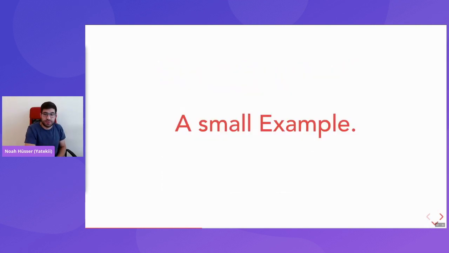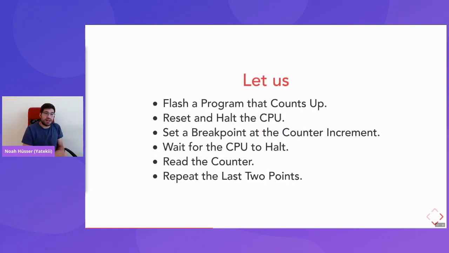So I've talked a bit about what probe-rs can do and what it should be, if possible. But now, let me show you how simple it really is. Let me make a small example. Let us have this imaginary program that just increases a counter at a memory location in RAM. Then let's flash that program. Then reset and halt the CPU to get it into a known state. Then we set a breakpoint at the memory location in flash where the counter will be incremented. Then we wait for the CPU to halt, read the counter, and we repeat the last two points such that we can see the counter incrementing on the target, and we can see it on the host.